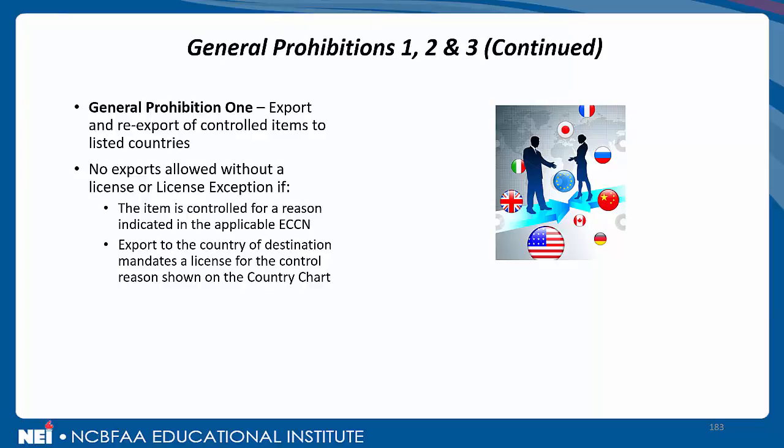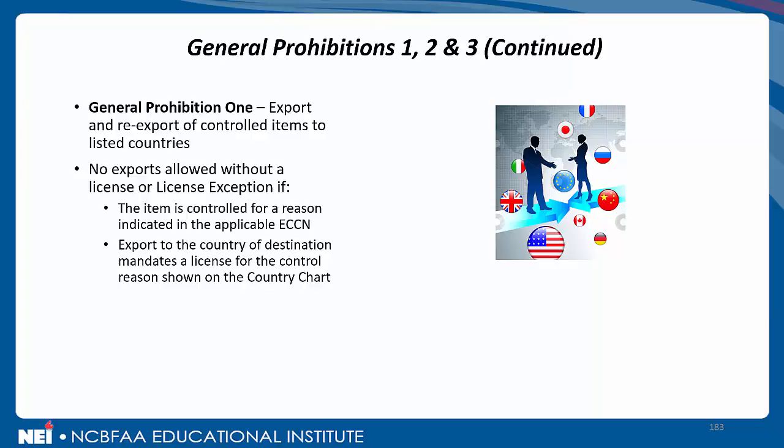We haven't looked too much at the country chart just yet, but you will recall we had a few excerpts of it. It's that famous or soon to be famous X in the box principle. So we're looking for reasons for control and an ECCN citation, but we also have to know the country that we're exporting to and determine if the reasons for control shown in the ECCN show up as an X in the box for the country that we're specifically exporting to. So we're bringing together, under General Prohibition 1, the CCL and the country chart.